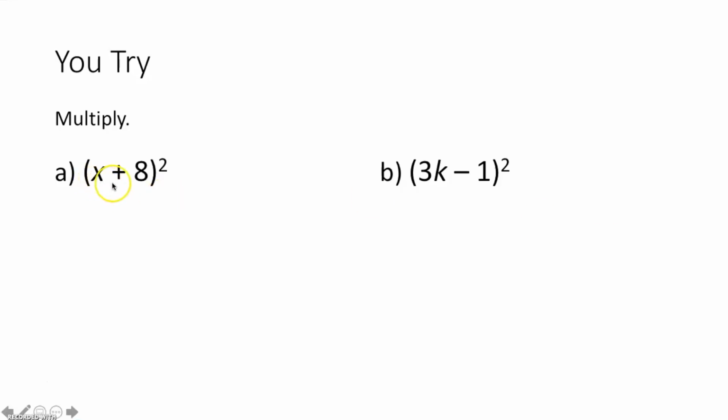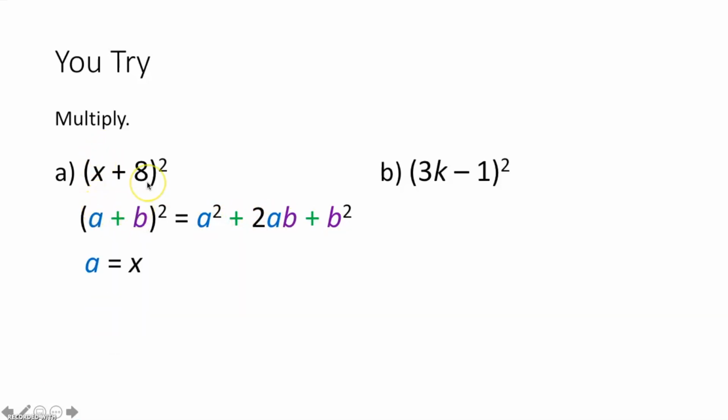Again, doing the same thing here, we have a binomial that's being squared. Therefore, it's going to create a perfect square trinomial. Since we have a plus in the middle, we're going to use the formula with the plus. So it's a squared plus 2ab plus b squared. Now, we figure out what's our a, what's our b. Looks like our a is going to be x, our b is going to be 8.